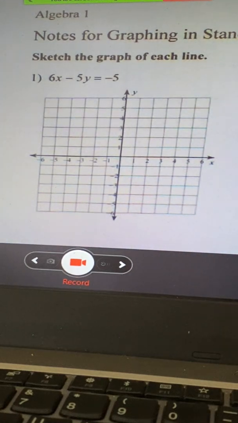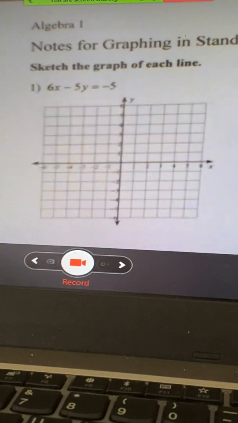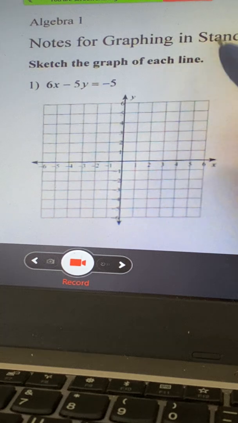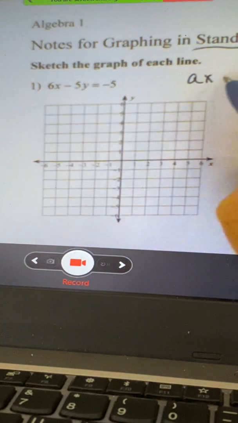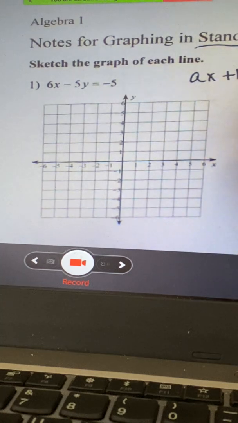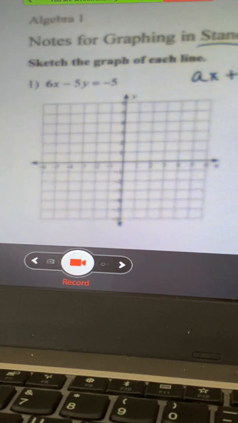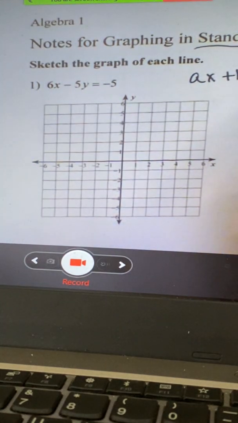All right, here we go. All right, this is called graphing in standard form. And remember, standard form is ax plus by equals c. And so if it looks like that, that's called standard form.